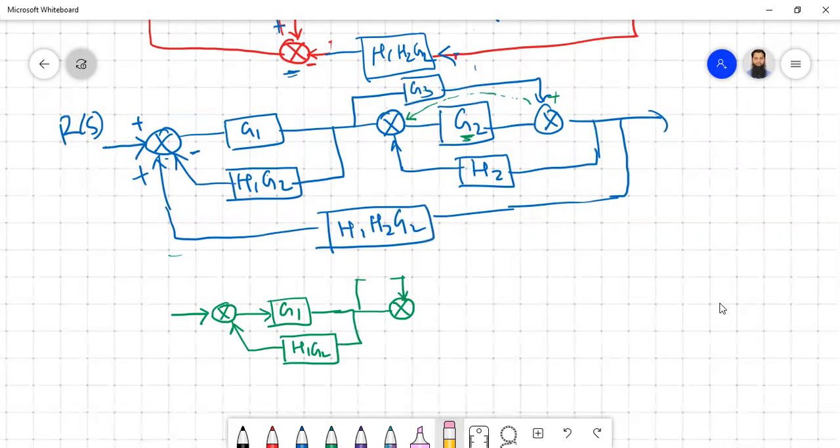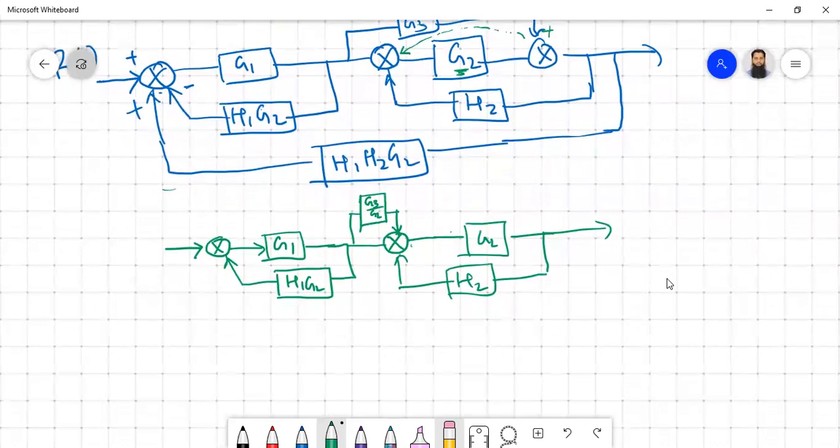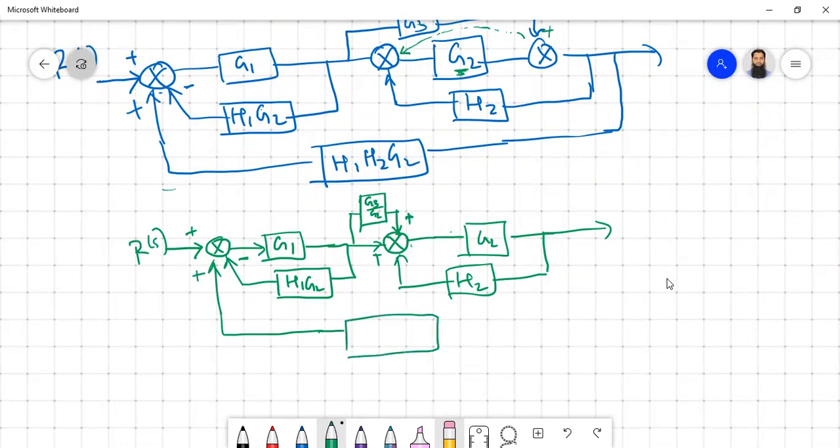Okay, so I forgot to put the transfer function there. So this is your G3 by G2. Then it goes to G2. If you want, you can split that summing junction into two. But you also can keep it as it is, so G2, then you have H2. Okay, so now this is how it looks. And finally, I think one feedback all the way from the output to the input. So this is negative, this is positive, RS, plus, and this is your H1, H2, G2.